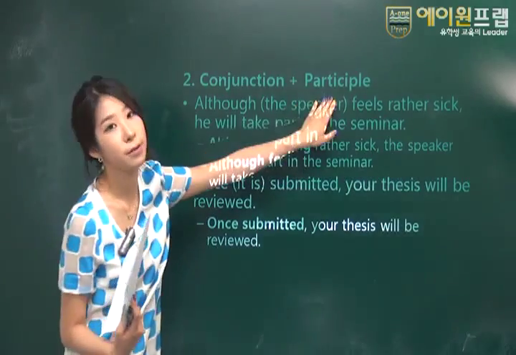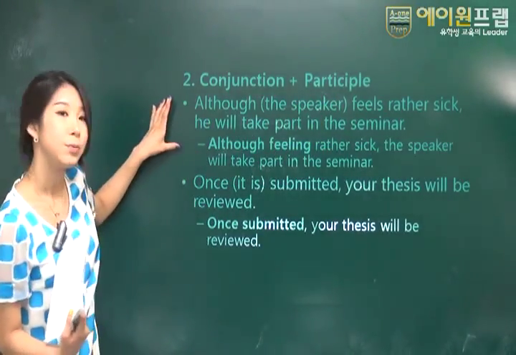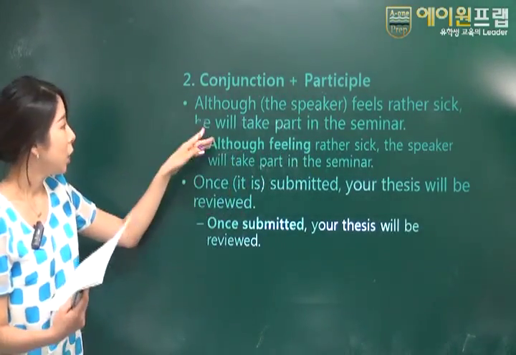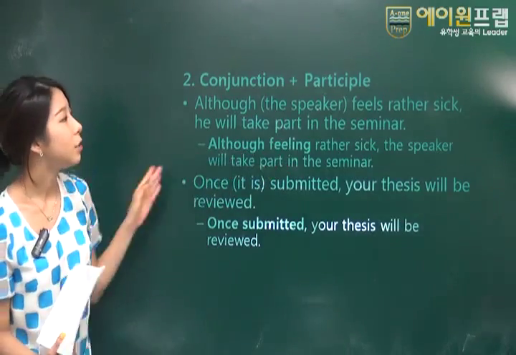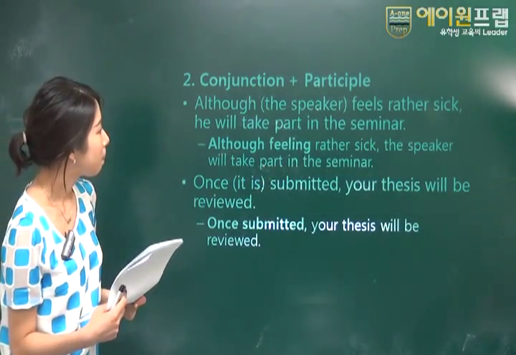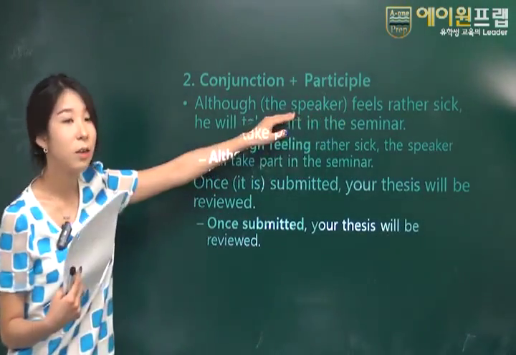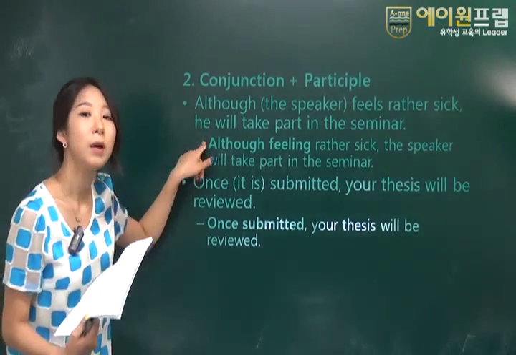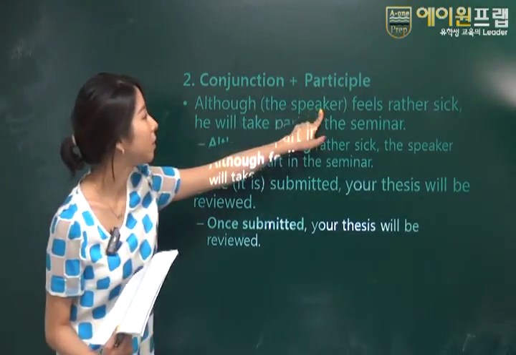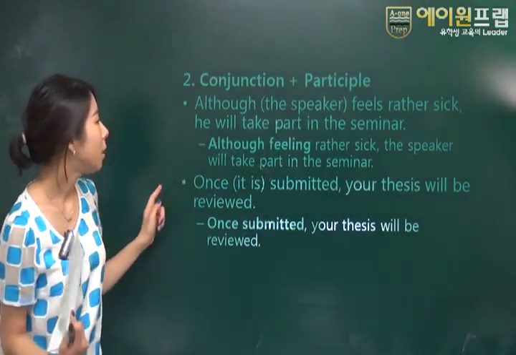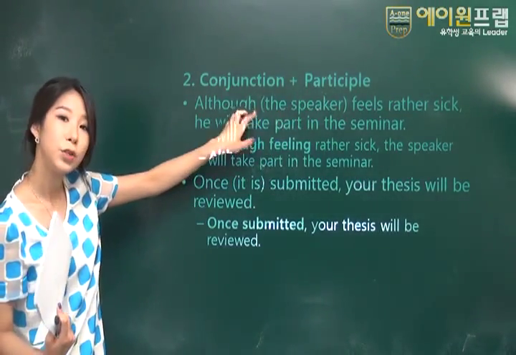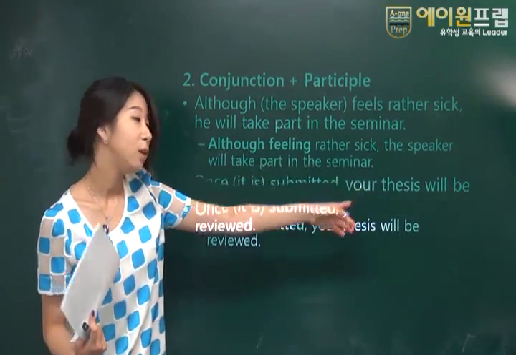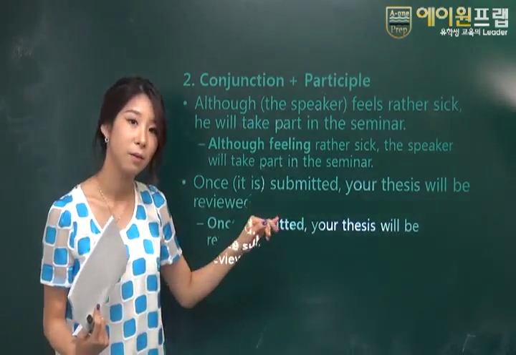And when a conjunction meets a participle, like this one, let's read the original sentence. Although the speaker feels rather sick, comma, he will take part in the seminar. This is the original sentence. We have the speaker here and he, and they are obviously referring to the same person. So that's why we can omit the speaker here in the bracket, right? When we omit that, we change the sentence into this one: Although feeling rather sick, comma, the speaker will take part in the seminar, right?